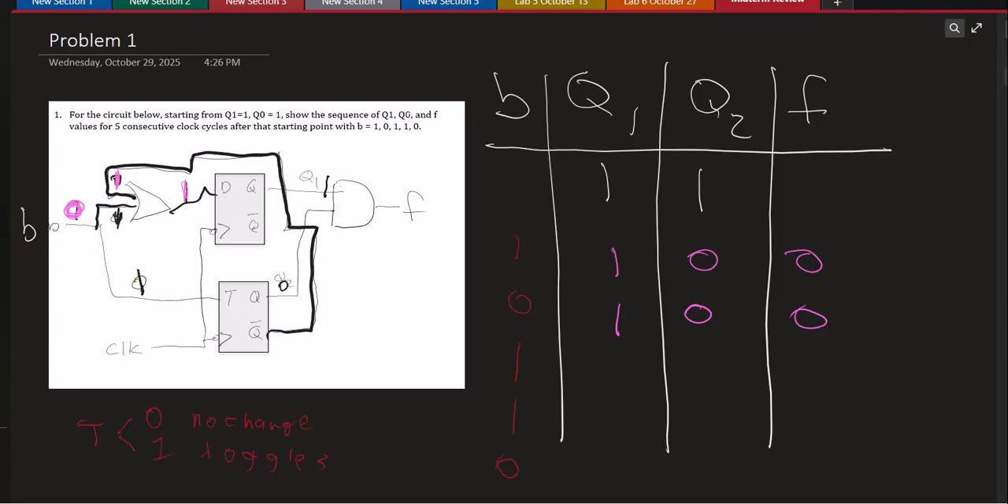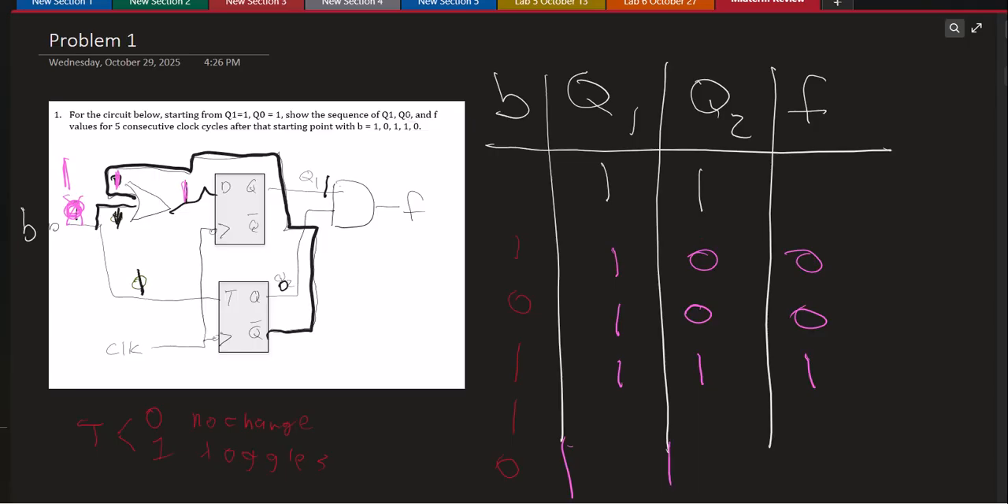Okay, so now B is 1. So T toggles. Q2 was 0, now Q2 will be 1. But Q naught is referring to the previous value, not after I've changed it. It's what it was before, and what it was before was 0. And so it's still 1 up here at this OR gate. 1 and 0 is 1, and so Q1 will be 1. And this time 1 and 1 is 1.